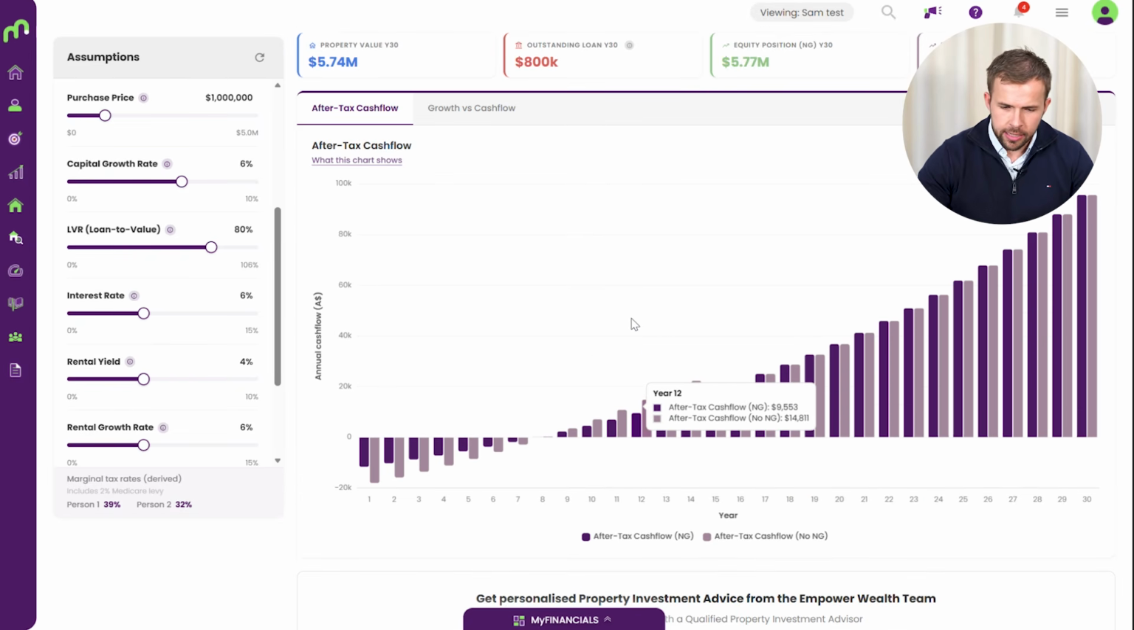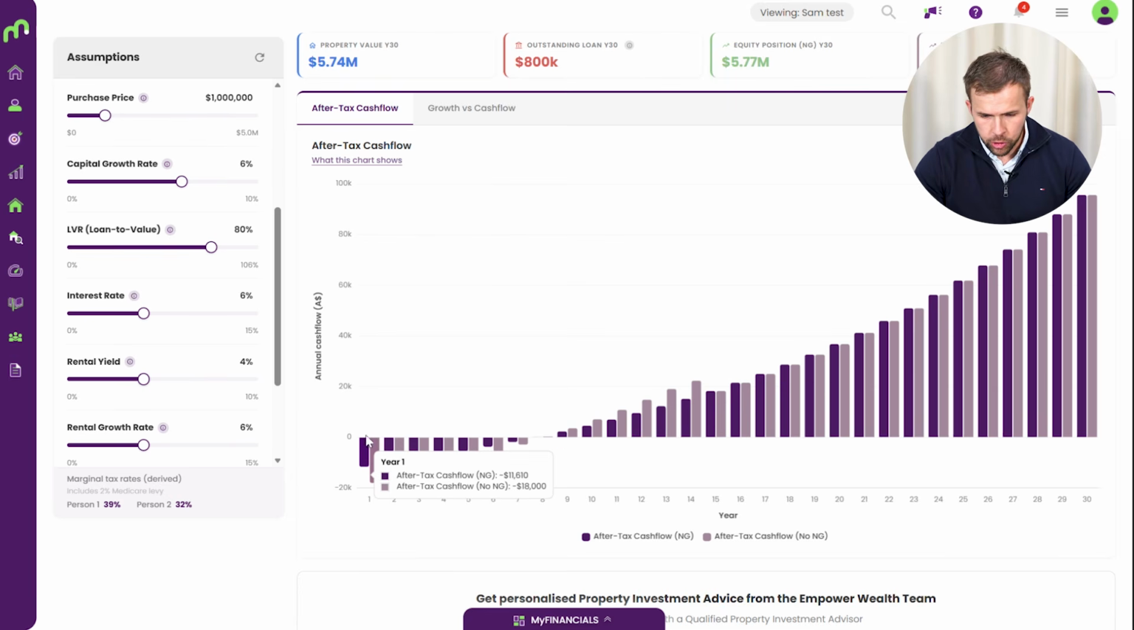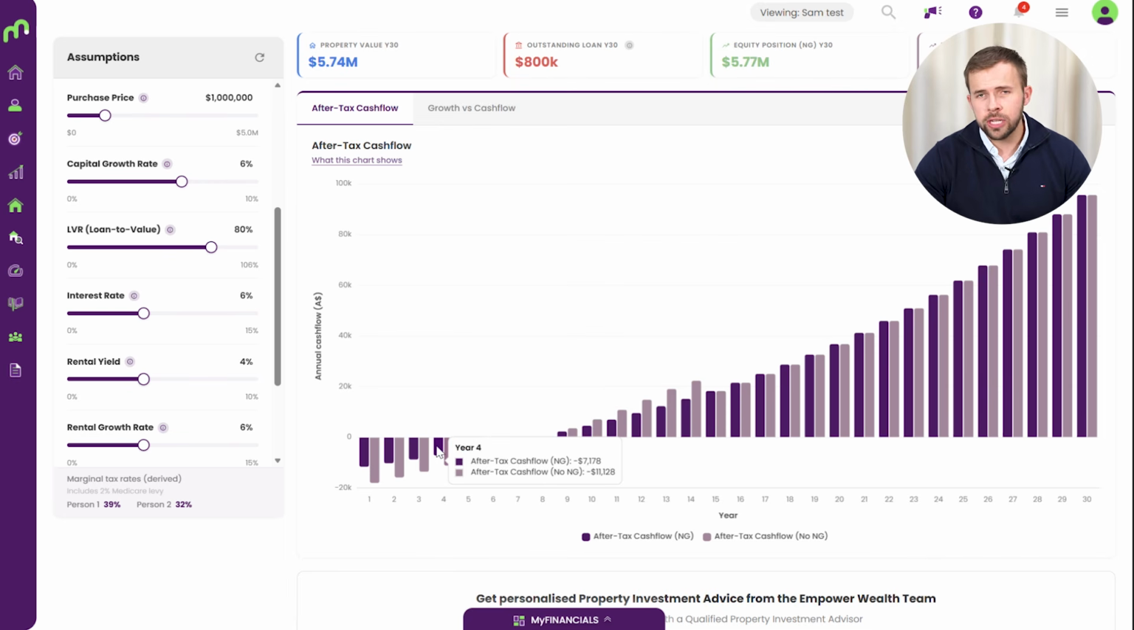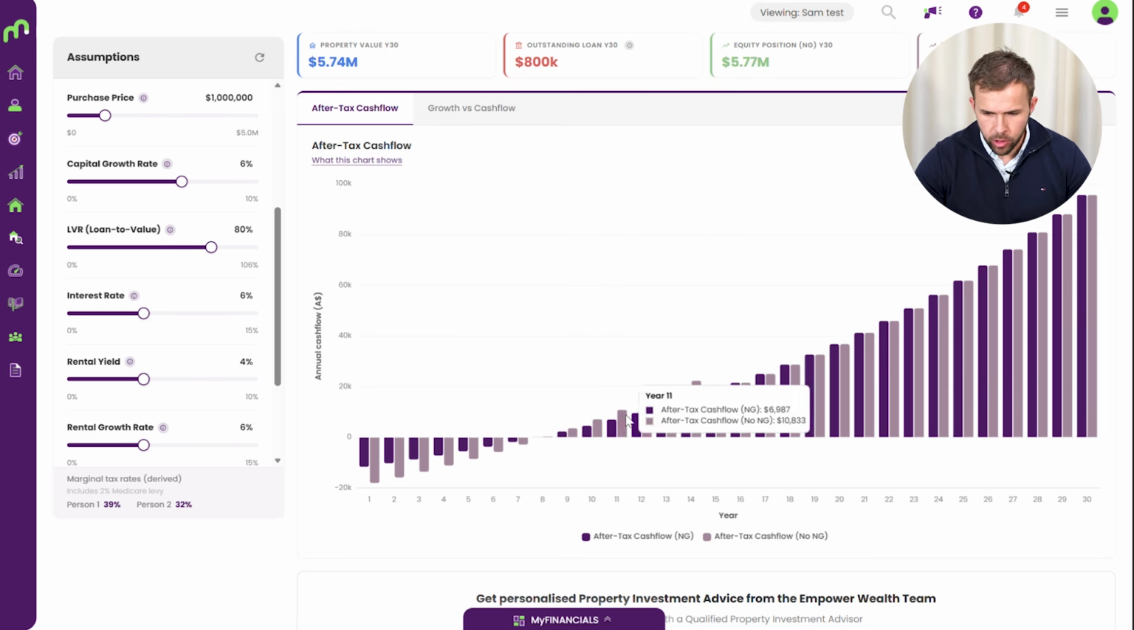Essentially what we see here is early on, as you've just purchased a property, this is where the property is typically negatively geared, and you can see there is actually a negative cash flow during this time. So again, this would depend if we change the loan to value ratio, if we change the capital growth and rental assumptions, or just the purchase price as well. But we can see here the difference between the negative gearing, which is in this dark purple, or the no negative gearing, which is in this light purple.